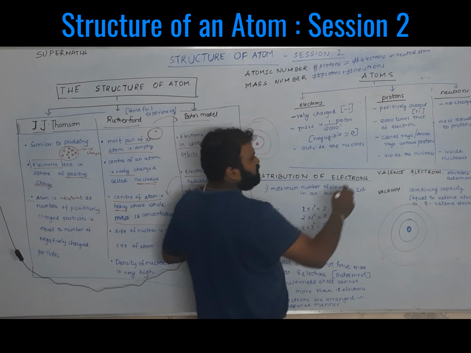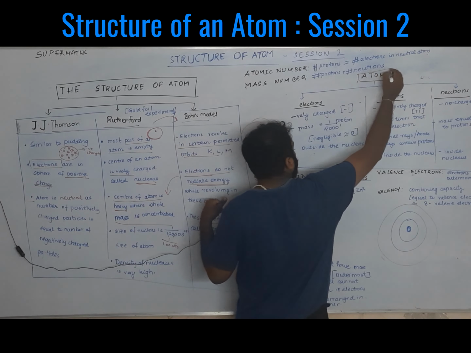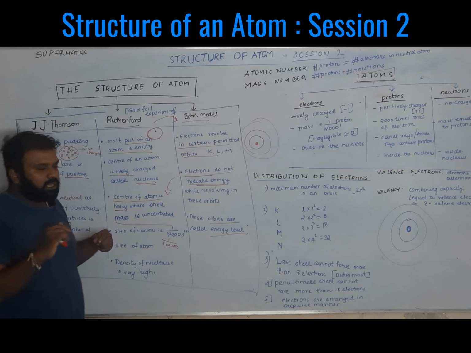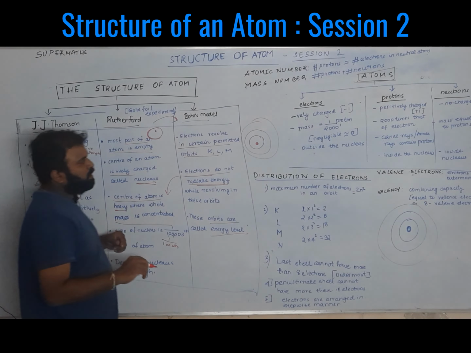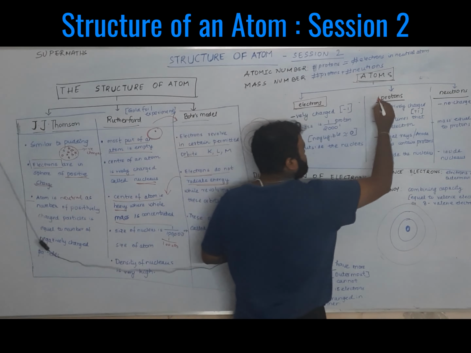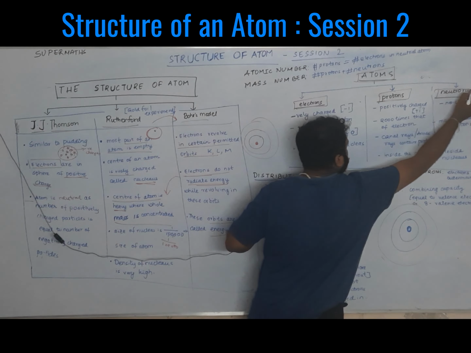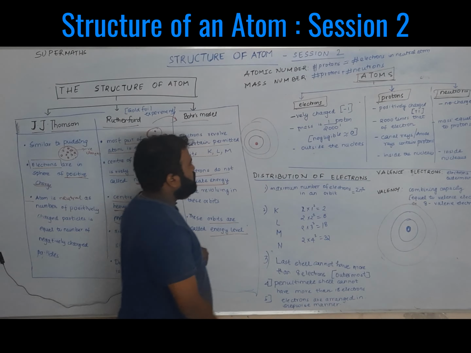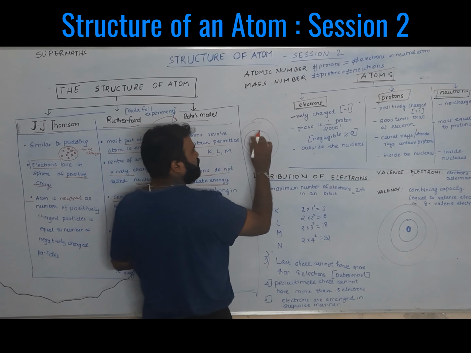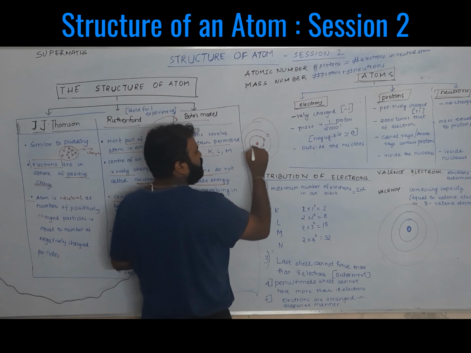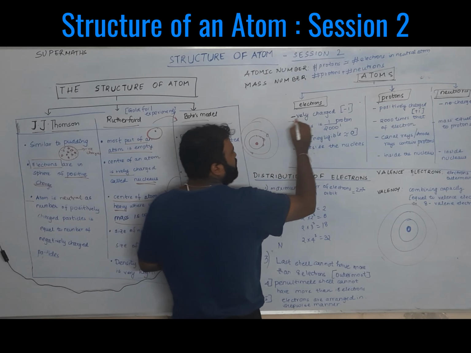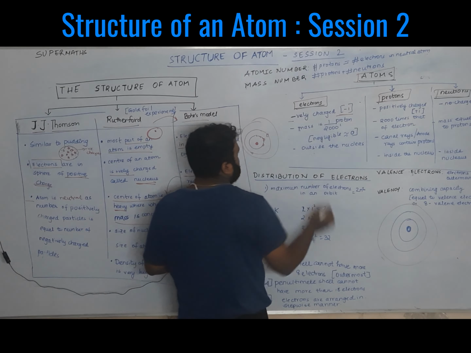Whatever the structure of atom we have, it contains three particles. One is the electrons, the second one is the protons, the third one is the neutrons. Electrons are outside the nucleus, rotating around the nucleus. They are negatively charged. Their charge can be taken as -1.